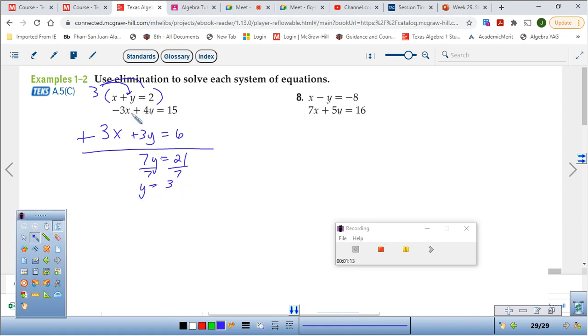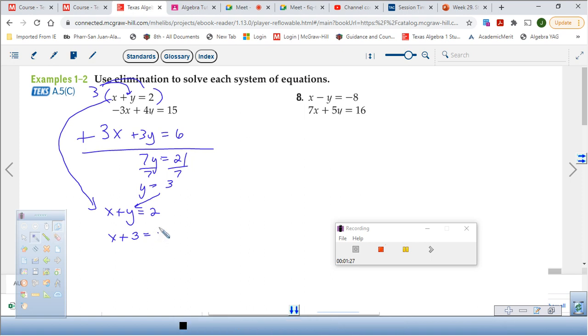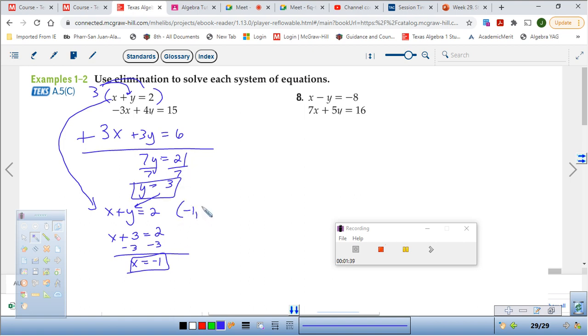How about y is equal to 3? For these two, I'm going to bring down the first one. And I have x plus y is equal to 2. We're going to plug that one in there. We're going to go with x plus 3 is equal to 2. We're going to minus 3, we're going to have cancel out here. x is equal to negative 1. So the final answer for this one would be negative 1, 3.